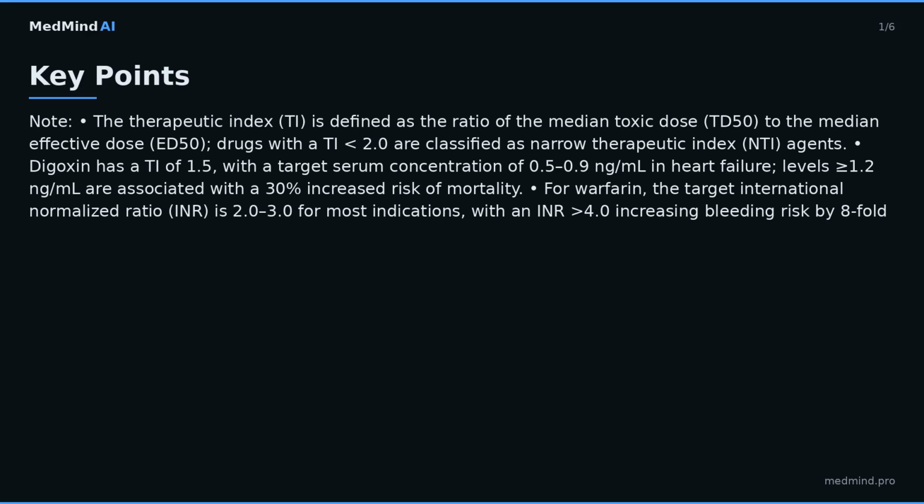Carbamazepine target serum concentration is 4 to 12 mcg/ml. Levels greater than 15 micrograms per milliliter are associated with diplopia in 50% and ataxia in 30% of patients. Sirolimus trough levels should be.